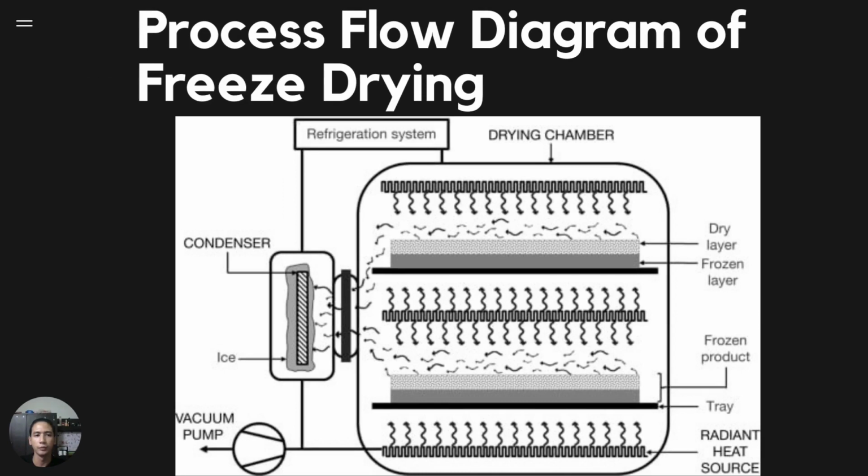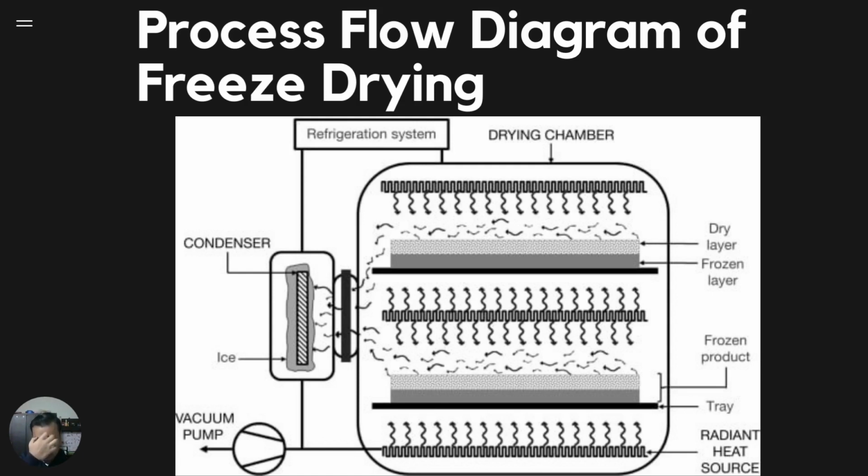Process flow diagram of freeze drying. As shown in the slide, this is the diagram and it is called the freeze dryer. There are 4 main components of the freeze dryer: drying chamber, heat source, a vacuum pump, and a condenser. Okay, I will pass to the next presenter.